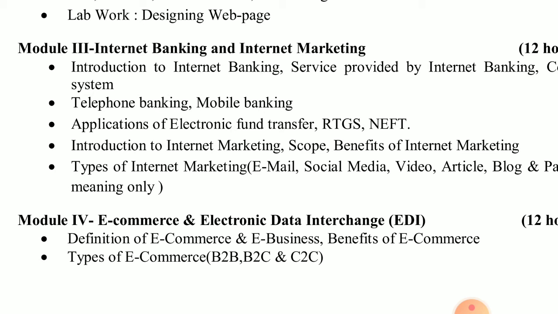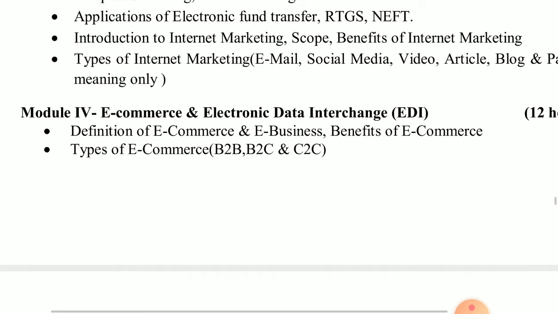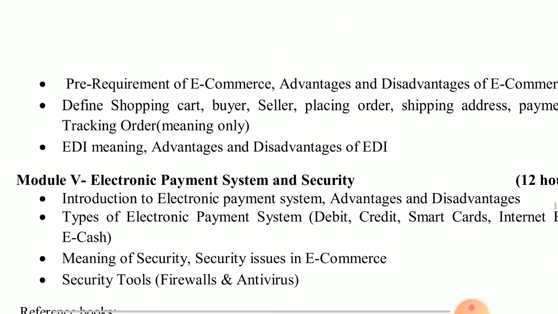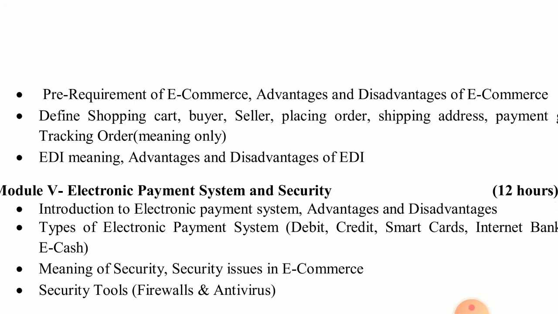Then types of e-commerce. There are three types of e-commerce: B2B, B2C and C2C. B2B means business to business, B2C means business to consumer, and C2C means consumer to consumer. See here, if you are using e-commerce or e-business, what are the pre-requirements for e-commerce, we'll see here. Then what are the advantages and what are the disadvantages if you are using the e-commerce technology.